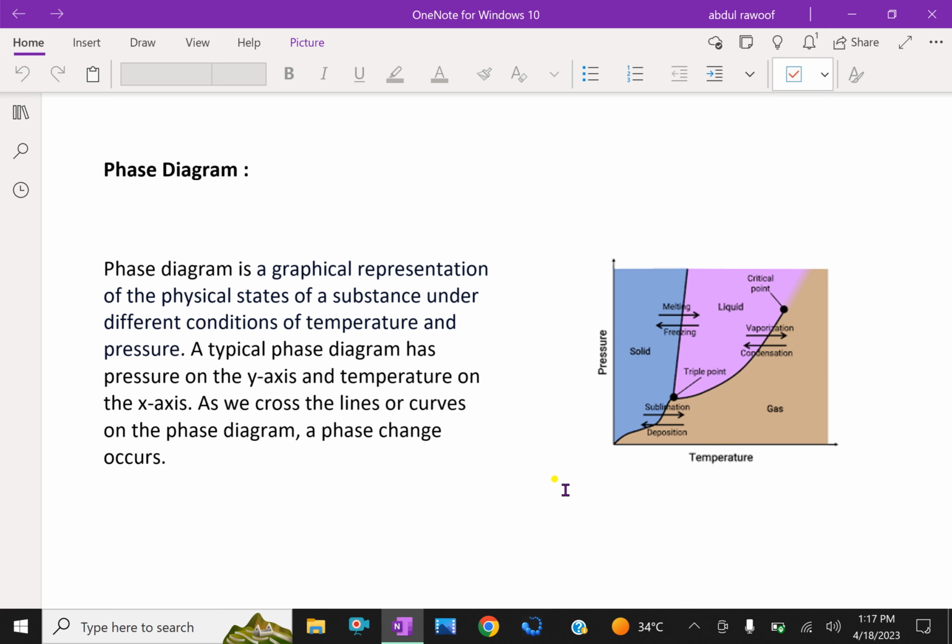Next, a phase diagram has three lines. One line is the vapor pressure curve for the liquid-gas equilibrium. A second line is for the liquid-solid equilibrium, and the third line is the solid-gas equilibrium. Next is the triple point. The triple point is the only temperature and pressure at which the three states of a substance can be in equilibrium.